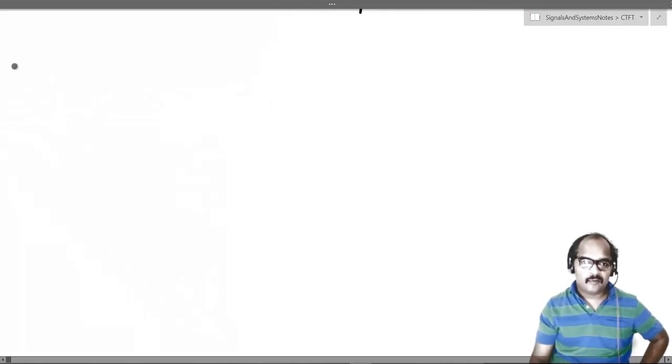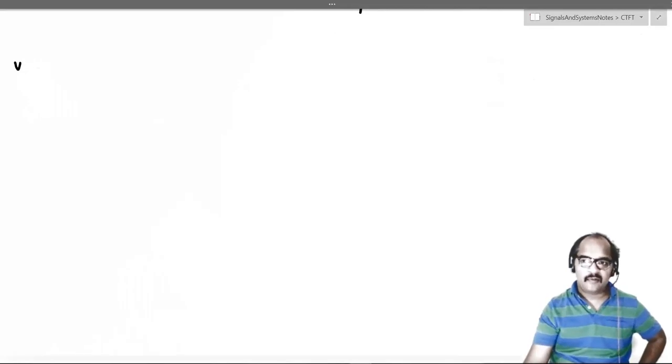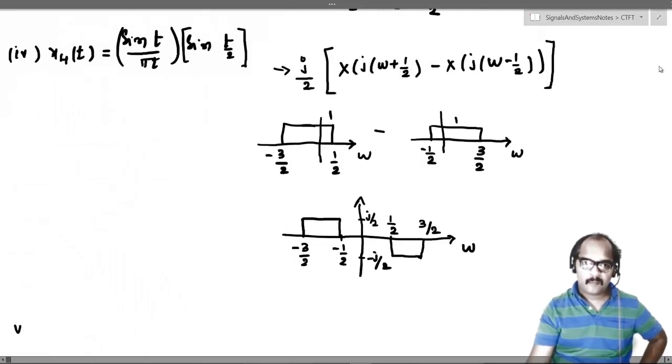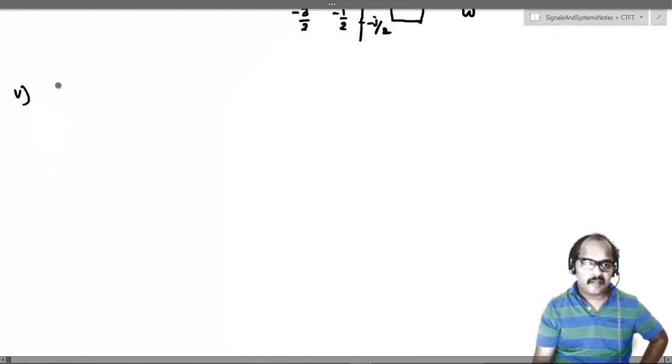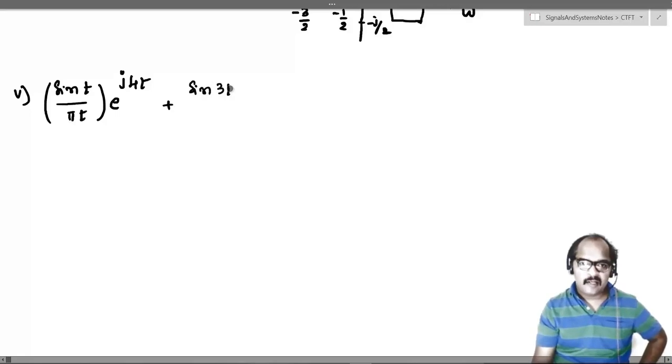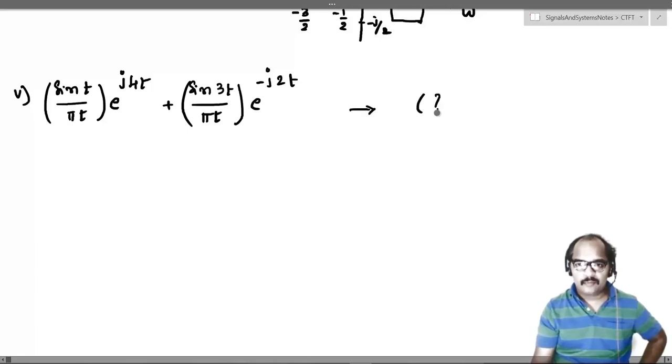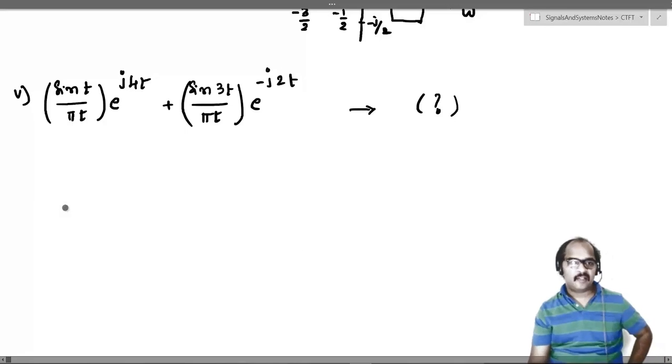So just for homework, I will give this, the fifth one. Let me give the fifth one, which is similar to the previous one: sin t divided by pi t multiplied with e power j 4t, plus sin 3t divided by pi t multiplied with e power minus j 2t. Okay, so in your home, please try to plot the Fourier transform of the signal.